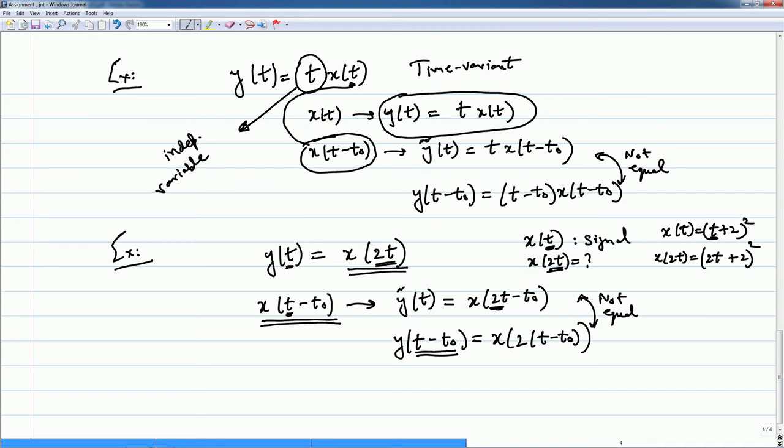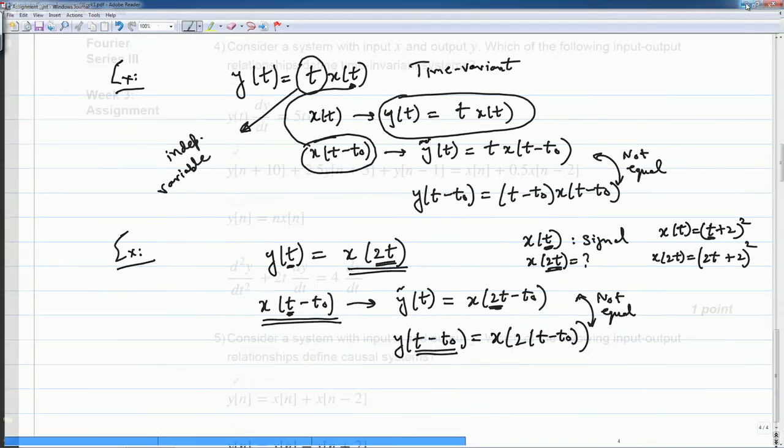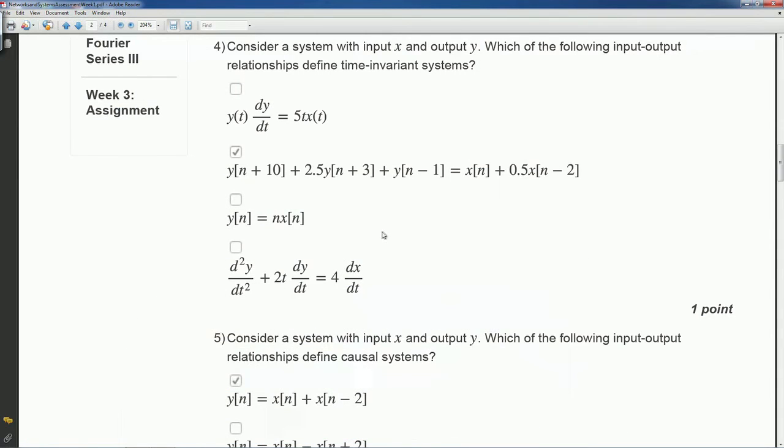And if you go back to your fourth question, you see if you use the rules I told you. The first option has t appearing by itself, the third option has n appearing by itself, that is again the independent variable, and the fourth option has t appearing by itself, again an independent variable. So, the first, third and fourth are time variant, they are not time invariant. The second one on the other hand has no problems, it is a time invariant system. So, one can quickly do this.